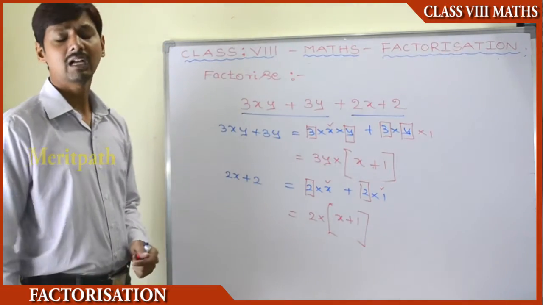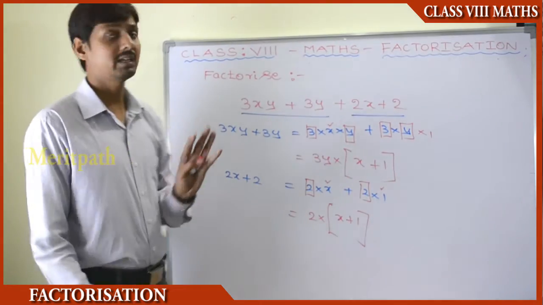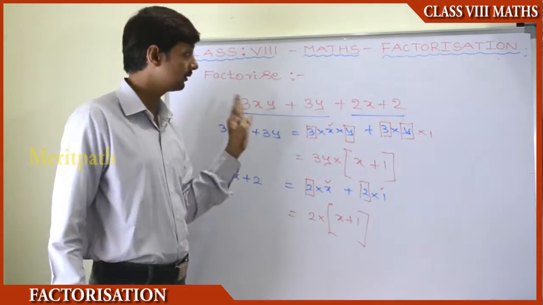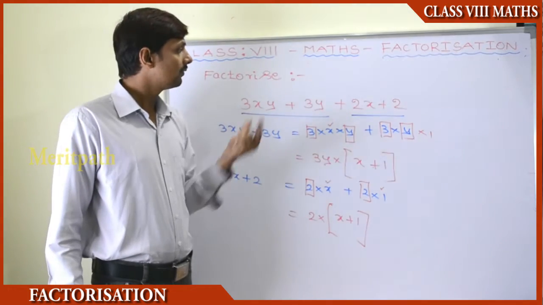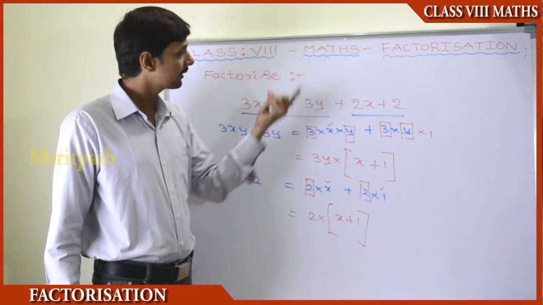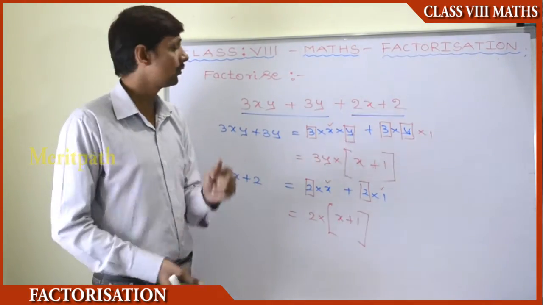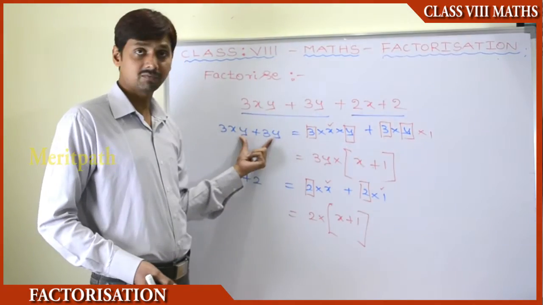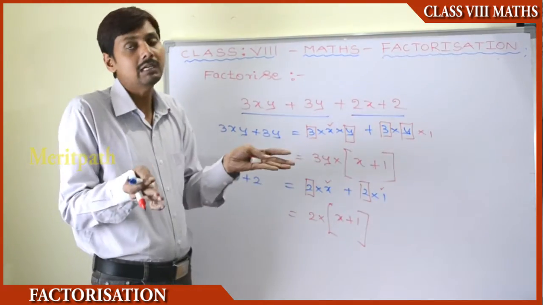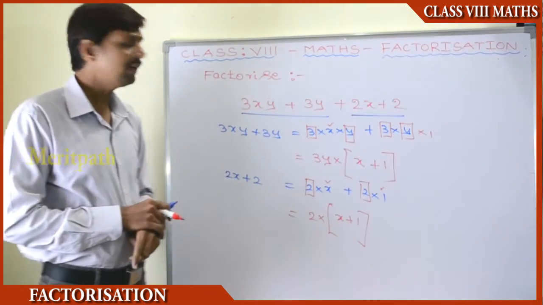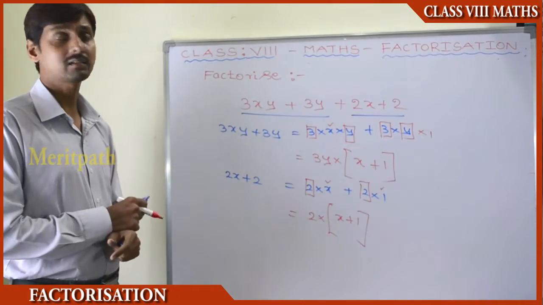So what have we done here? We have four terms, and there is no common factor among all four terms. But the first two terms have a common factor, and the last two terms have some common factor. They are different. So we took the first two terms and the next two terms and factorized them separately. Then, after we got the factors, let's take those two factors combined.